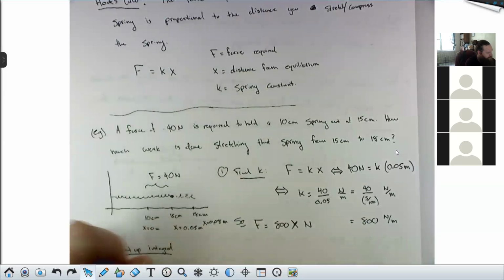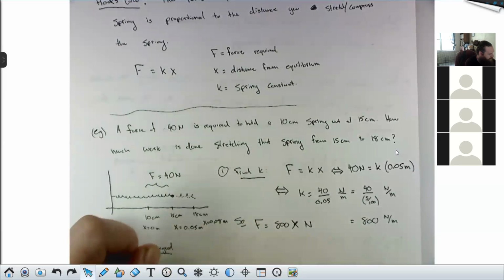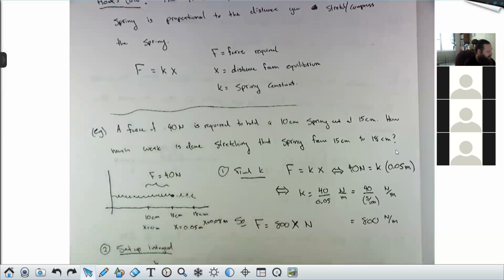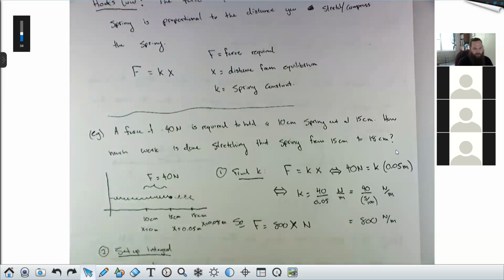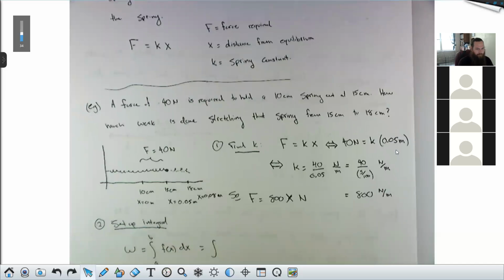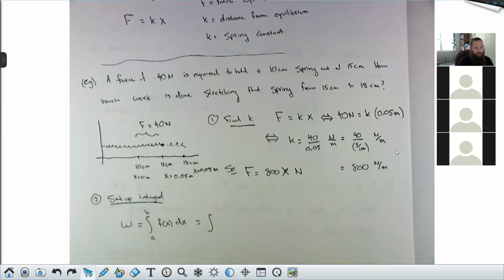The work would be the integral from the position A to the position B of your force function, f of x dx. F of x is your force, the force you have to apply at distance x, and A and B are your starting and ending positions.